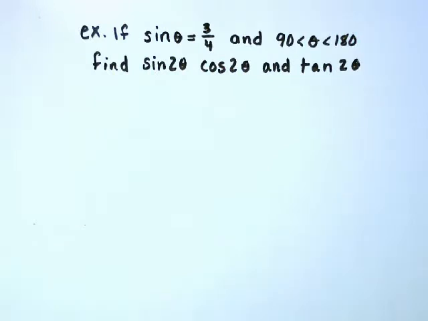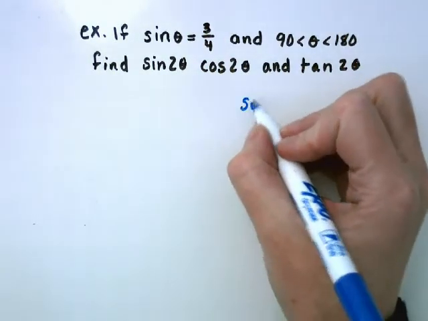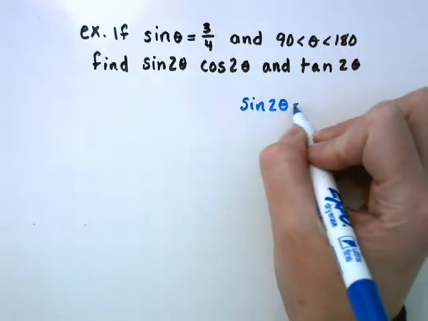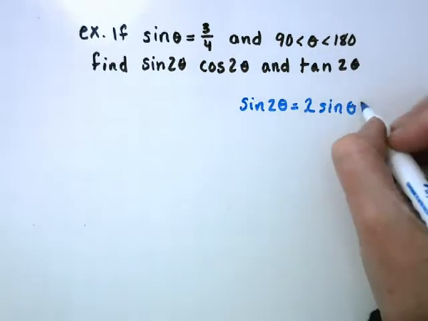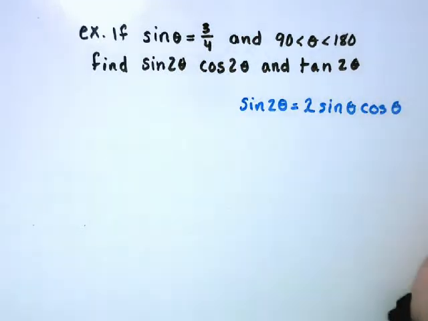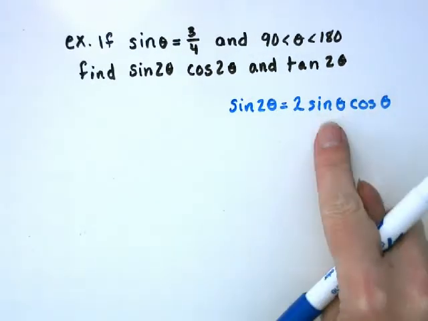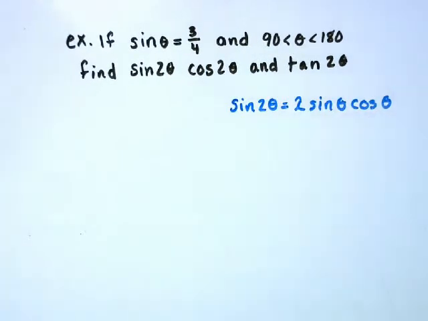Alright, so now we're going to use these identities. If sine theta equals 3/4, and theta is between 90 and 180, we're going to find sine 2 theta, cosine 2 theta, and tangent 2 theta. So I'm going to start by writing out the identity. That's going to be 2 sine theta cosine theta. I have sine of theta. I do not have cosine of theta.